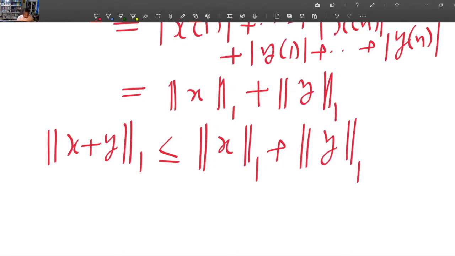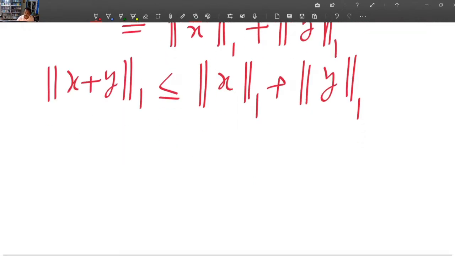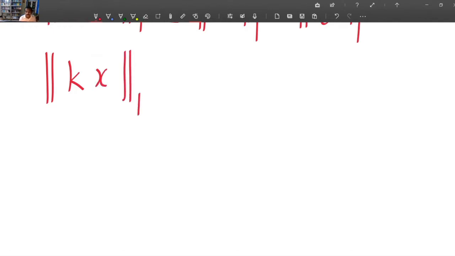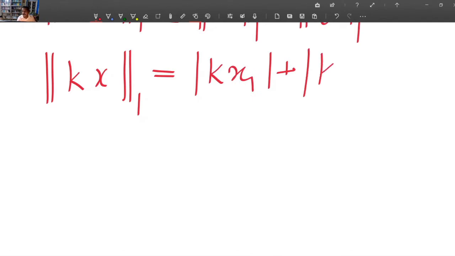And now you have to check the last condition, what is k times norm x. So consider 1 norm of k times x. This is equal to modulus of kx1 plus modulus of kx2 plus etc. plus modulus of kxn.